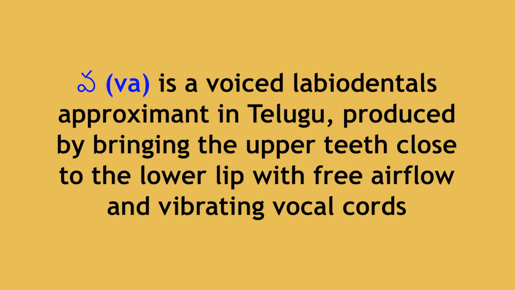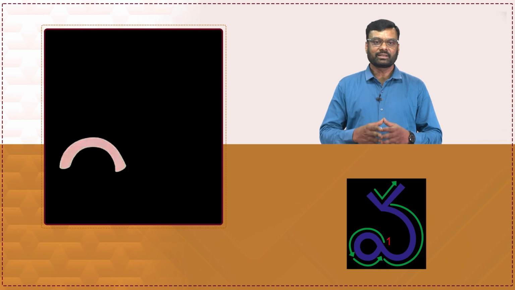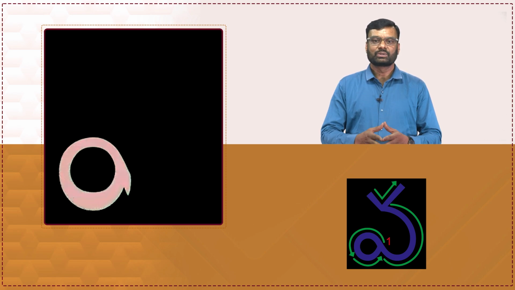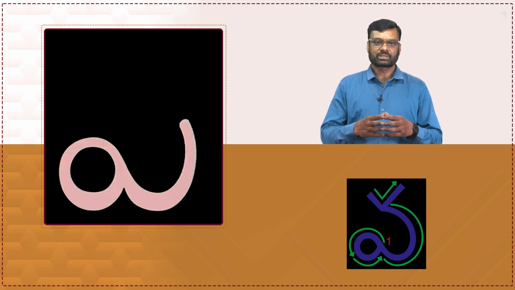Are you ready? Va is a voiced labiodental approximant in Telugu, produced by bringing the upper teeth close to the lower lip with free airflow and vibrating vocal cords. It is written with smooth rounded curves in 2 strokes: a curved upper stroke followed by a downward stroke. Learners should copy it 5 times, maintaining uniform size and curves while pronouncing va correctly.